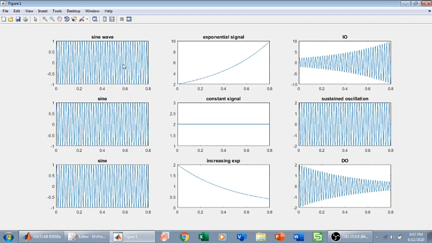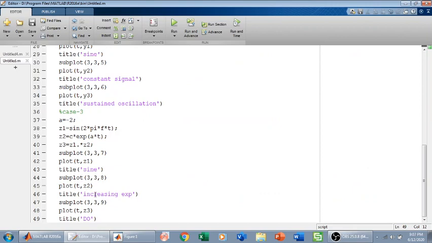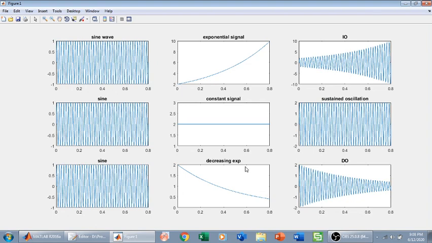Here we go. So we have the sine wave. When this sine wave is multiplied by this increasing exponential signal, we have an increasing oscillatory signal. Then we have the sine wave multiplied by a constant signal, so we have a sustained oscillation signal. When we have the sine wave multiplied by a decreasing exponential, let me rename this, I mistakenly named it wrong, I should name it decreasing exponential. So I will run it again. When the sine wave is multiplied by the decreasing exponential, we get this decreasing oscillatory signal. Thank you.